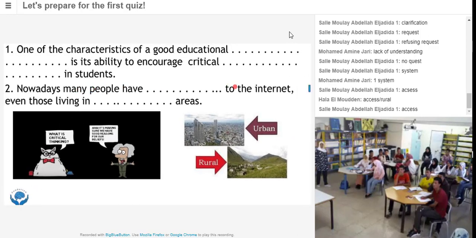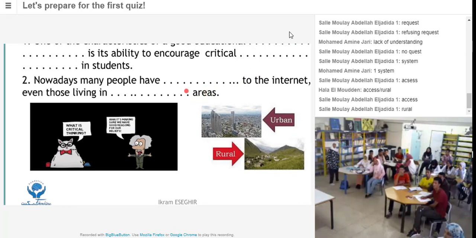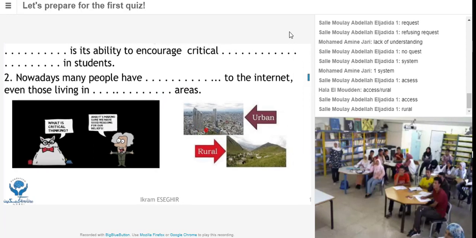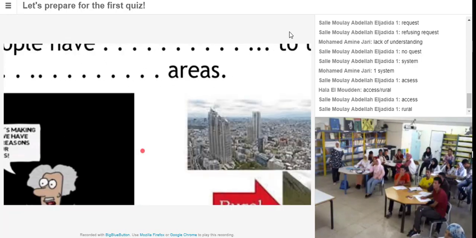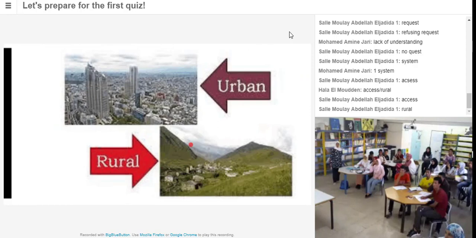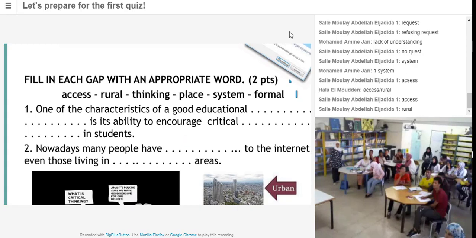Nowadays, many people have access to the internet, even those living in rural areas. Yes, rural, Hala, excellent. Rural, yes, Salmola, Abdullah, Jdida, yes, that's excellent. Now, just to have an idea about rural areas, it means places away from cities, like we say the countryside, and urban areas are cities and towns, etc., especially big ones. All right, so I think that the vocabulary exercise was clear enough.